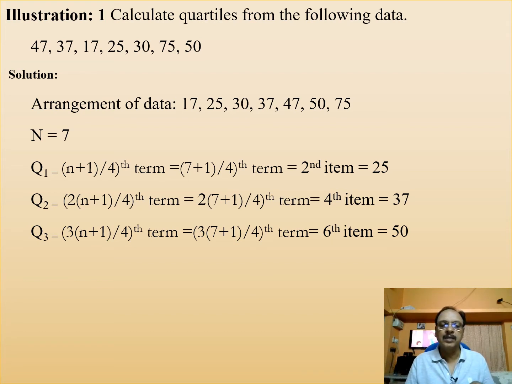Q2 is 2(n plus 1) by 4th item, that is 2 into (7 plus 1) by 4th item, that is the 4th item, equal to 37. Then Q3 is 3(n plus 1) by 4th item, that is 3 into 8 by 4th item, that is the 6th item, that is 50.